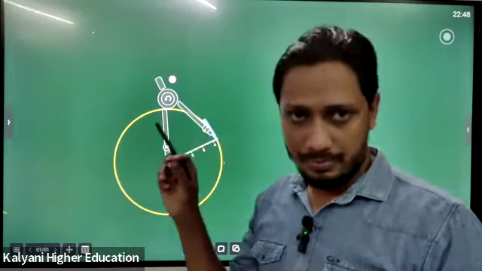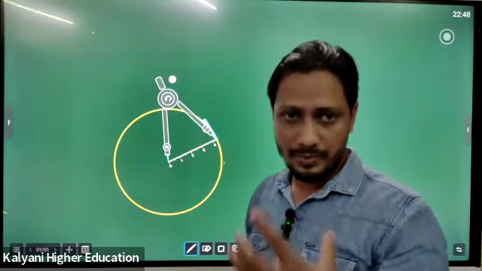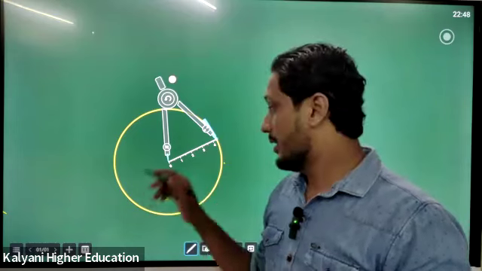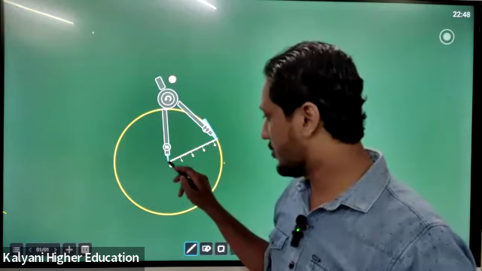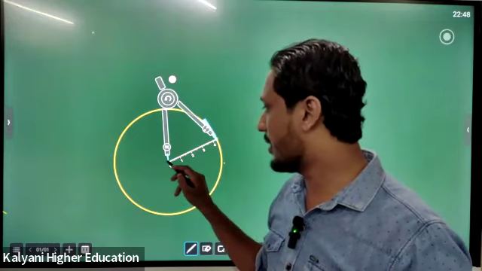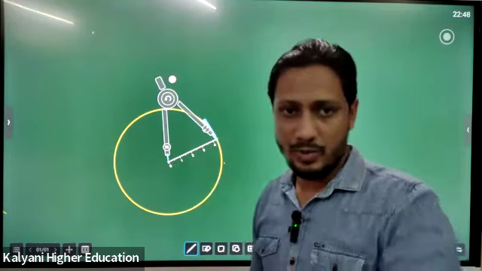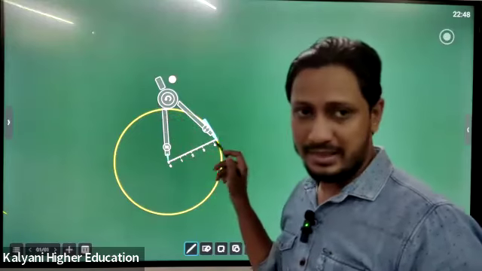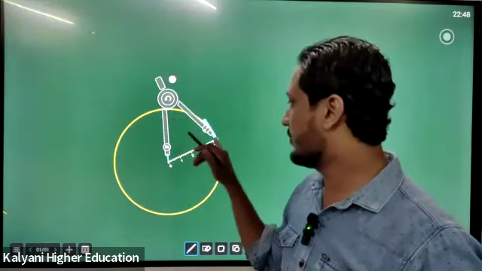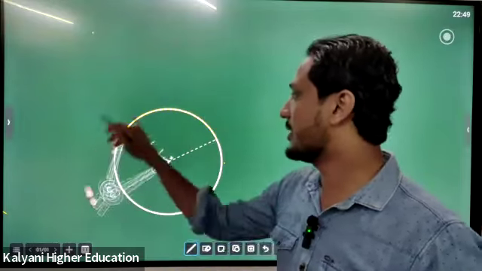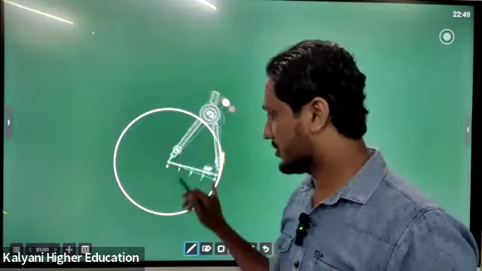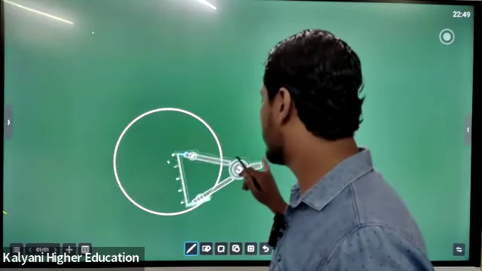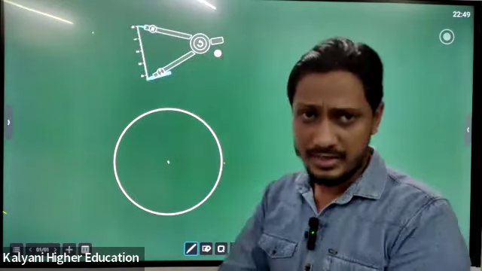When you keep your compass, there are two points. One is the compass point, the other is the pencil point. Where you keep your compass point, that is your center. Then where you keep your pencil, as we draw this, the pencil goes around. This line where the pencil is moved, that curved line, we call it what? Circumference.